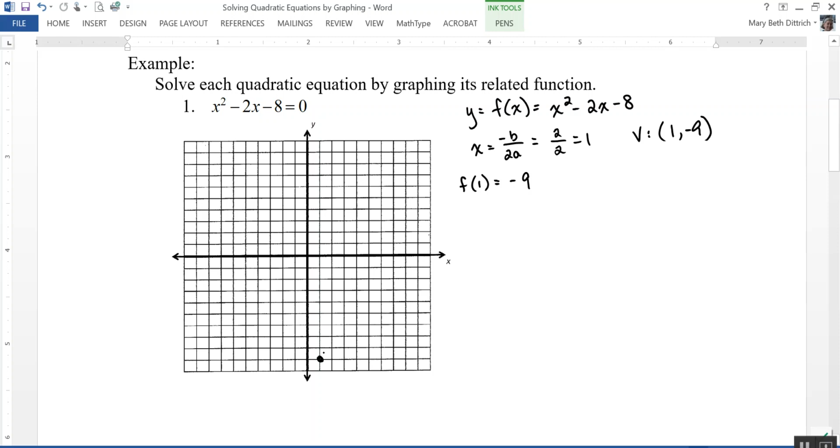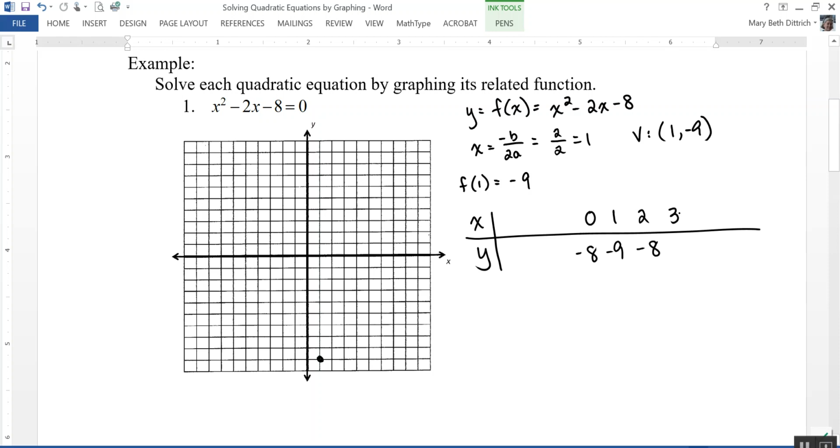Okay, so I think I would like to make a table of values because I know that this graph is going to open upwards, but I need to find the places where it crosses the x-axis. So let's just make a little table of values here. I'm going to start by putting my vertex in the middle. And when I plug in 0, that's going to be my y-intercept of negative 8. And 2 is also going to give me negative 8.